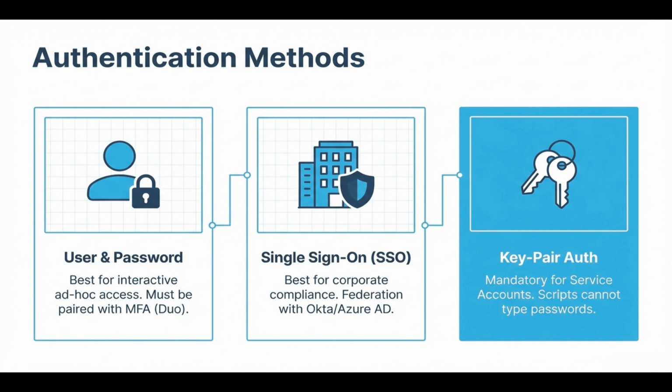Finally, we have key pair authentication. This is mandatory for service accounts and automation because scripts cannot type passwords. Key pair authentication is commonly used with SnowSQL, APIs, and automated pipelines. For the SnowPro Core exam, remember this rule: humans use MFA or SSO, but machines always use key pair authentication.